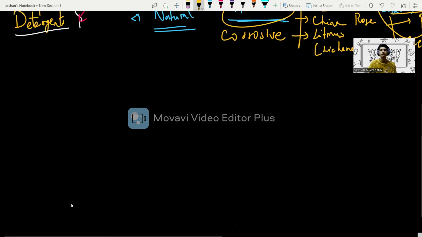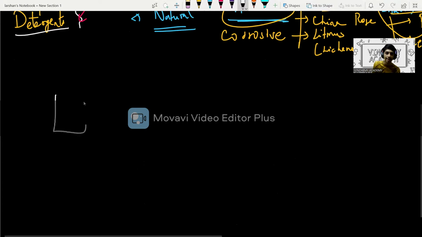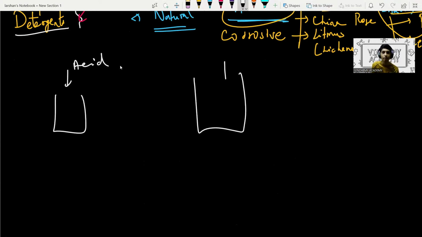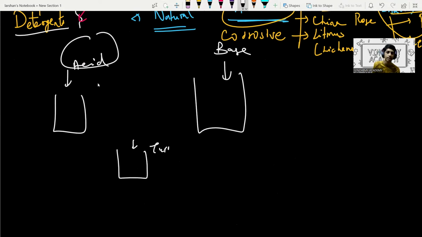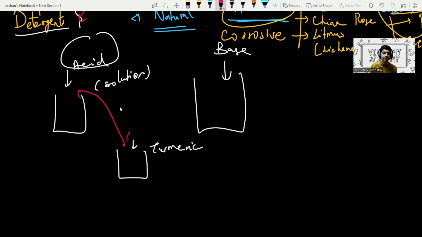It tells us whether a given substance is an acid or a base. So basically, I have some acid here, I have a base here, and I have turmeric solution here. One more thing is this acid and base should be in solution form. If it's something like a powder, you have to mix it with water to make a solution. So I'm taking a few drops of this turmeric solution, putting them in this acid, and taking a few drops of turmeric and putting them in this base.